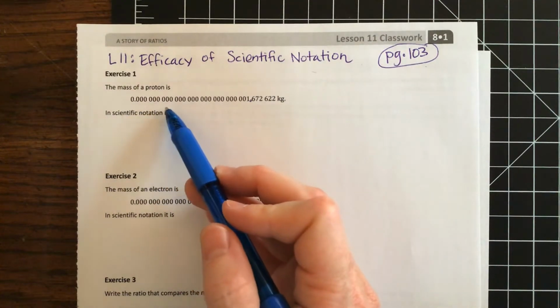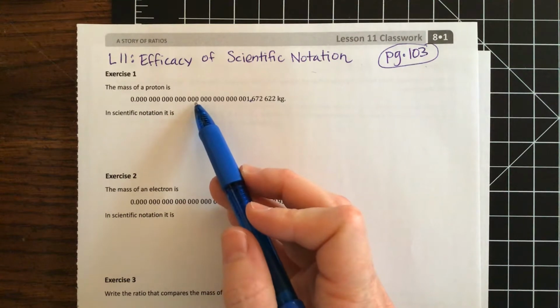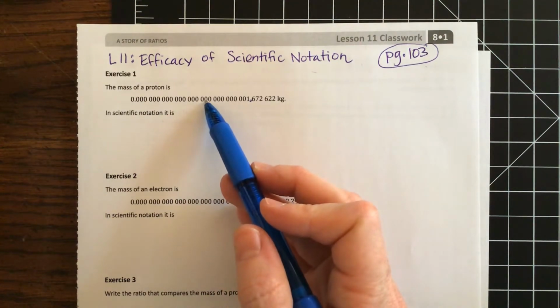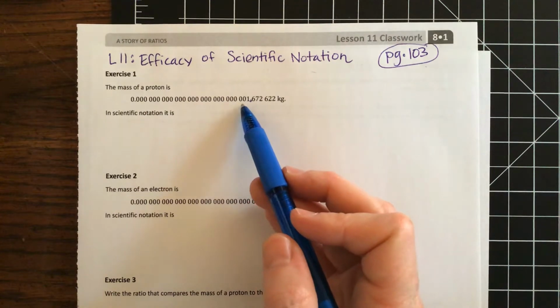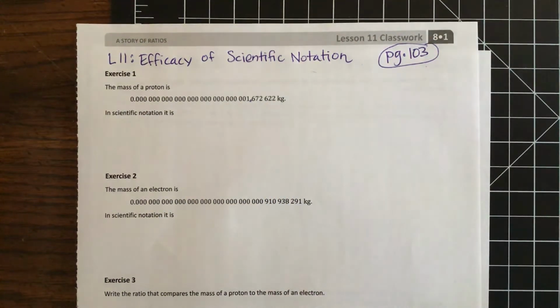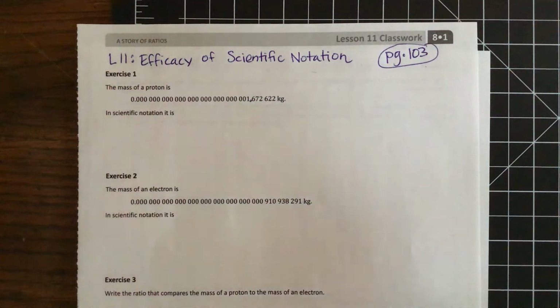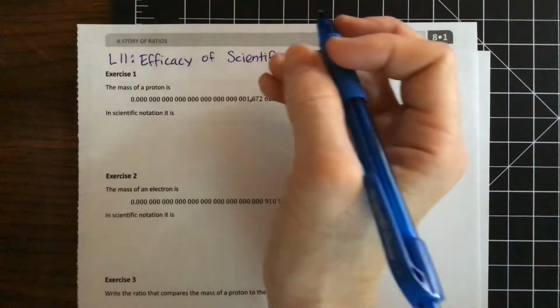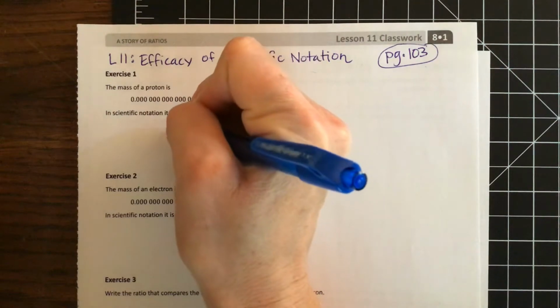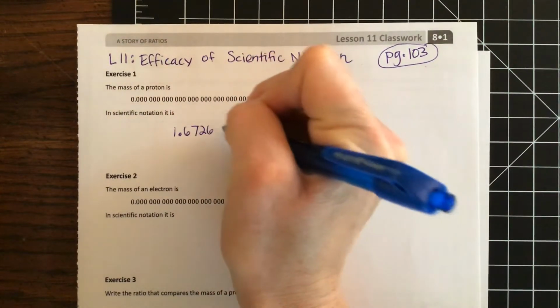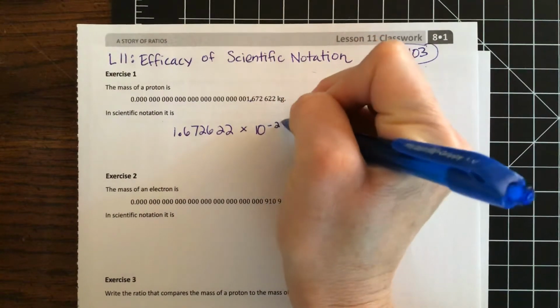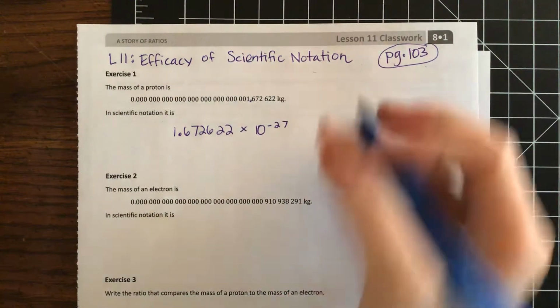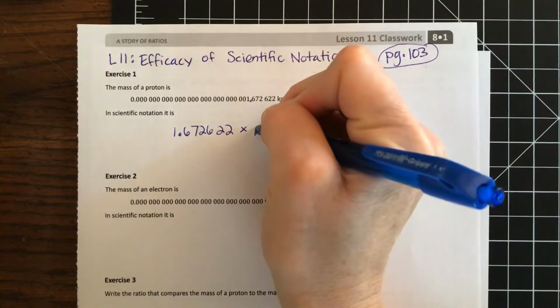We have 3, 6, 9, 12, 15, 18, 21, 24, 27. So we're moving it 27 times. Okay, so then we're going to write it as 1.672622 times 10 to the negative 27 power, and then kilograms. Okay.